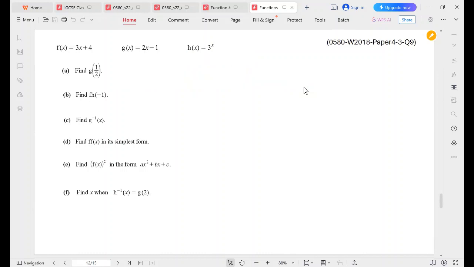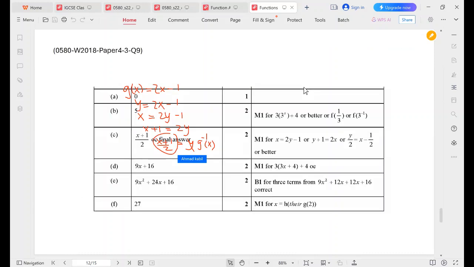Next, we want to find g inverse of x. So for g of x, we have 2x minus 1. y equals 2x minus 1. x equals 2y minus 1. We want to isolate the y. So x plus 1 equals 2y. We divide by 2, we get x plus 1 over 2 equals y. And then we replace y with g inverse of x. So this is the final expression for C. x plus 1 over 2 is the correct answer.